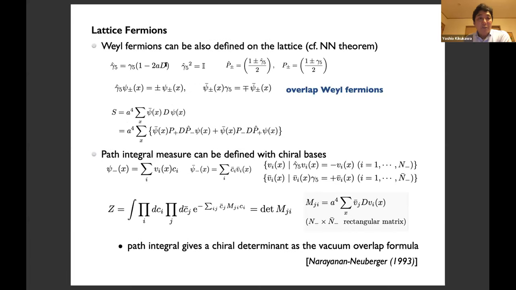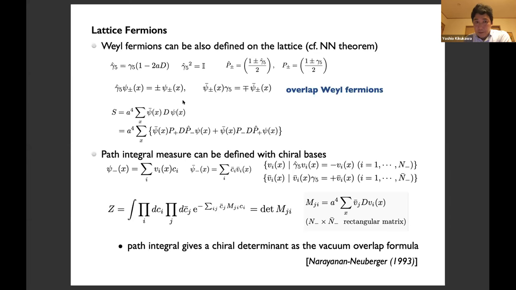Now let me define the Weyl fermions by the Ginsparg-Wilson relations, and the factor which was used in the chiral transformation. It squares to unity, and then we can define another chiral operator, gamma 5 hat. Using this gamma 5 hat and the usual gamma 5, we can define the chiral component, or Weyl fermion degrees of freedom, by this asymmetric condition. For the field we use gamma 5 hat, which is defined like this using the overlap Dirac operator, and for the antifield we use the usual definition.